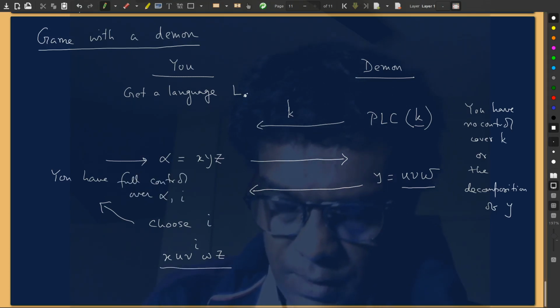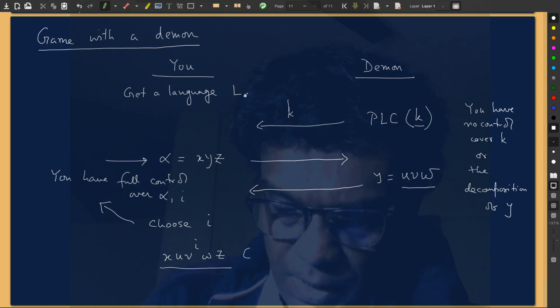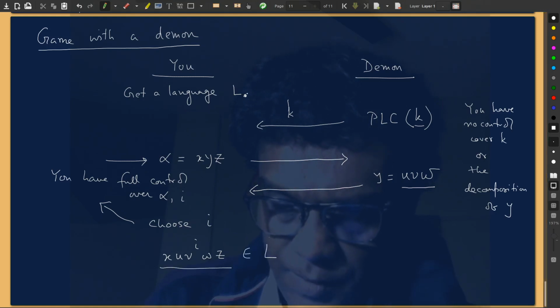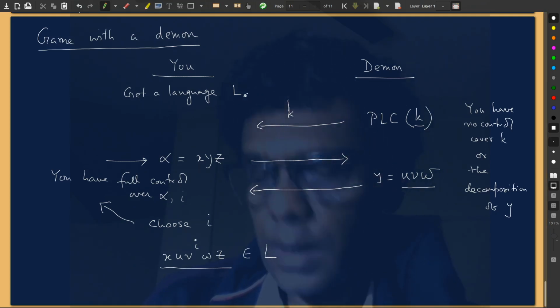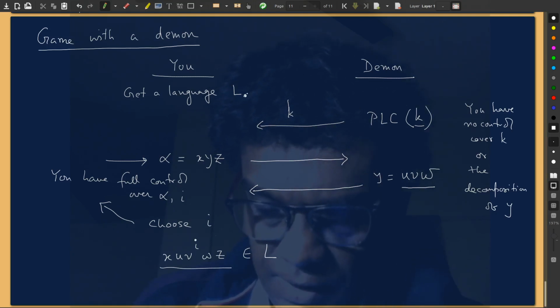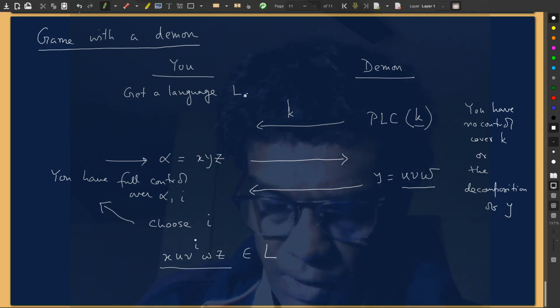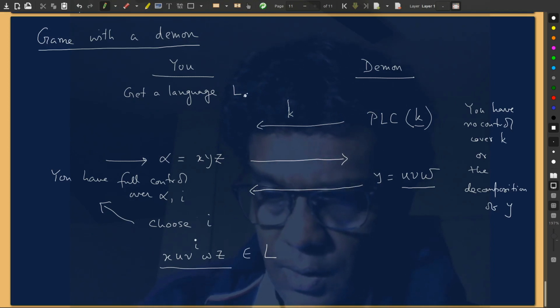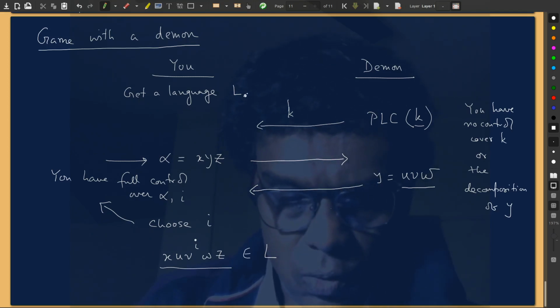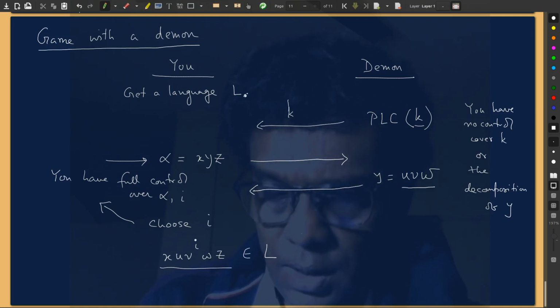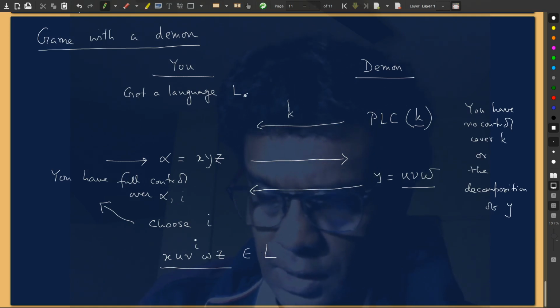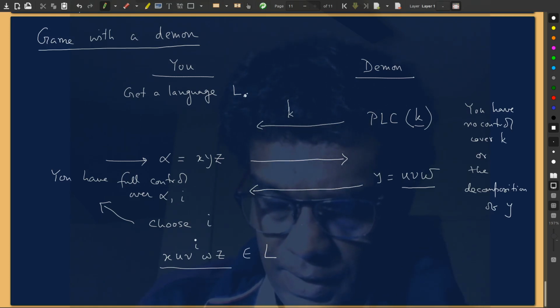So by the pumping lemma, this will be in L, and from a description of L, your choice of alpha and i will eventually lead to the case when this is certainly not in L, and that will lead you to a contradiction. Okay, so this is how we are going to use the pumping lemma to prove the non-regularity of certain languages.